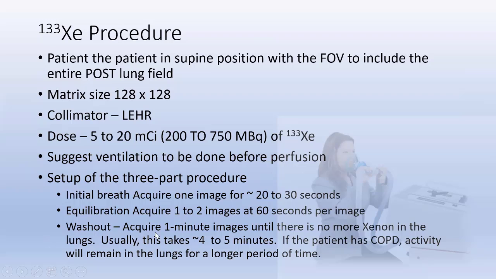And then we go into washout, which is 1 minute per image until all the activity washes out of the lungs. It should be noted that if the patient has COPD, the issue then becomes that sometimes that xenon that gets in, remember it's an inert gas, then has to get out. And if there's mucus in the way, if there's fluid in the way, if there's fibrosis in the way, that then causes the xenon to take longer to exit out of the lung, as well as really to get into the lung.